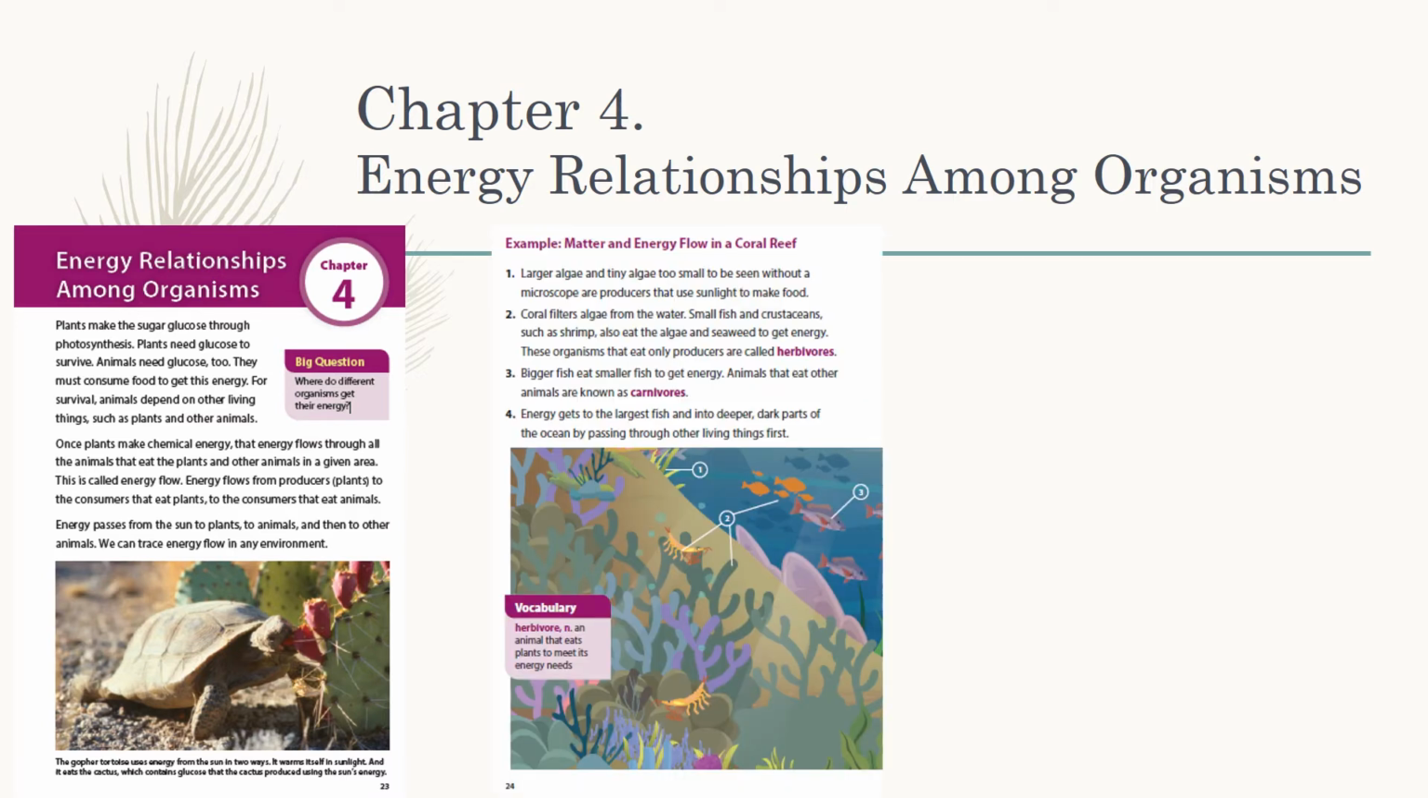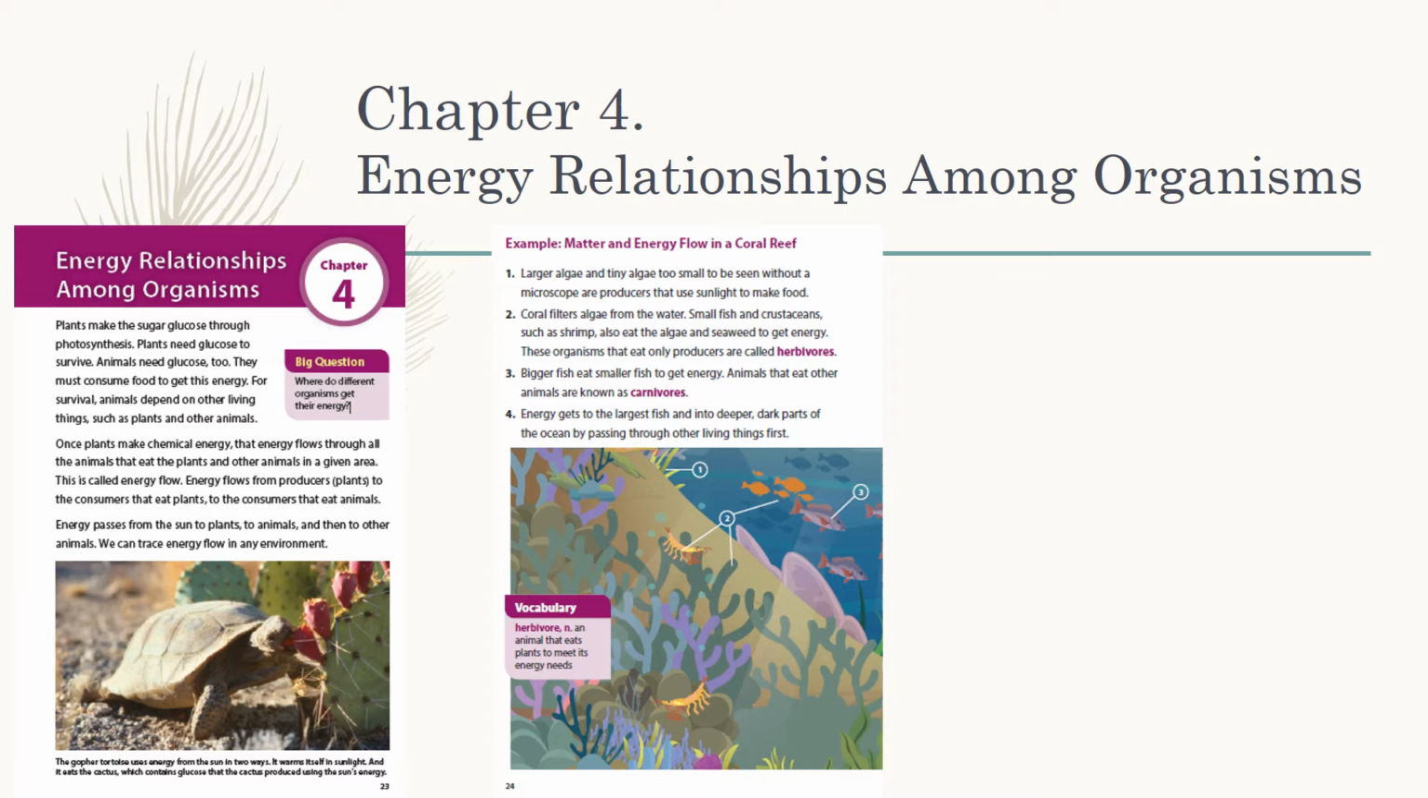Example: matter and energy flow in a coral reef. Larger algae and tiny algae, too small to be seen without a microscope, are producers that use sunlight to make food. Coral filters algae from the water. Small fish and crustaceans, such as shrimp, also eat algae and seaweed to get energy. These organisms that eat only producers are called herbivores.